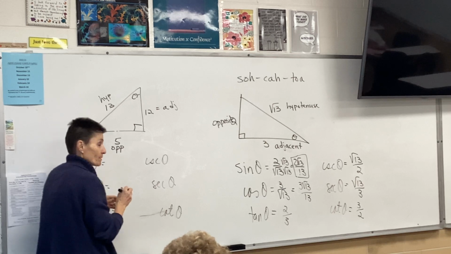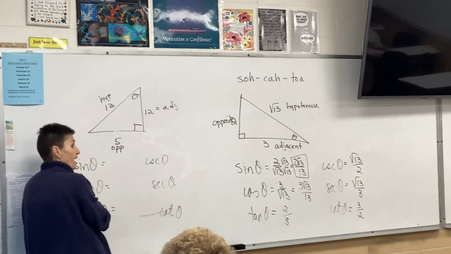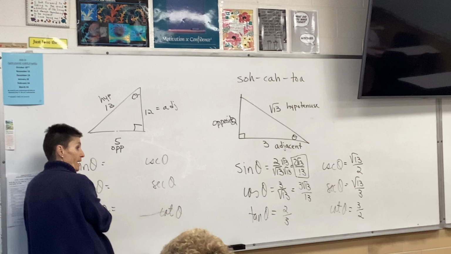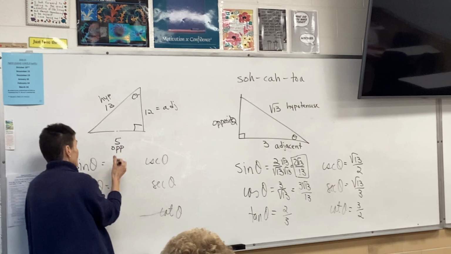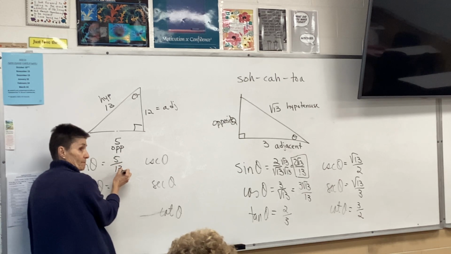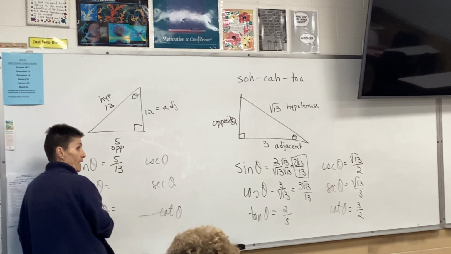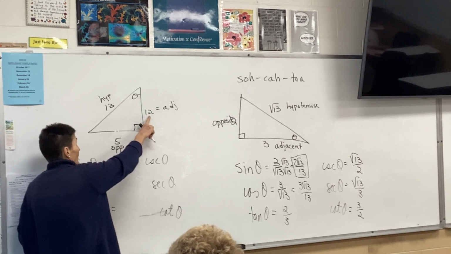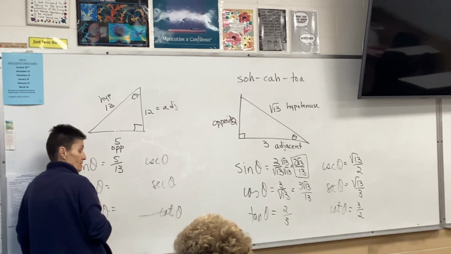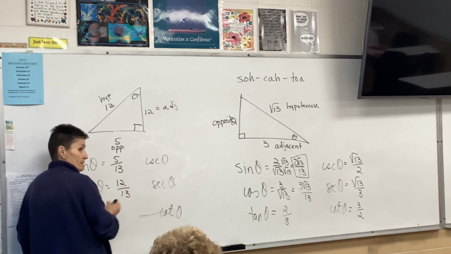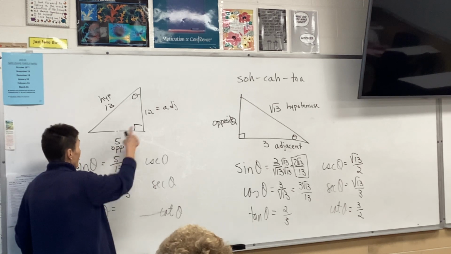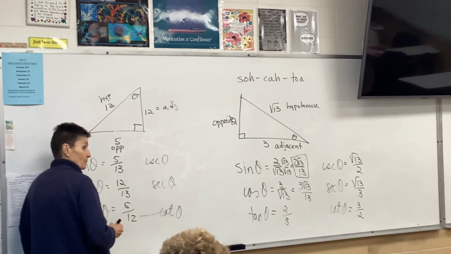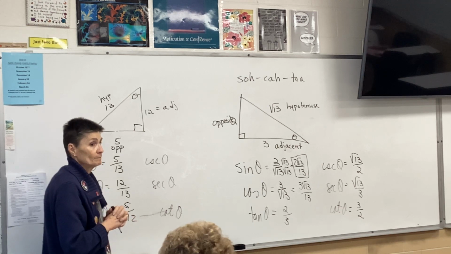All right, here we go. Fill them in. Sine, according to SOHCAHTOA, sine is opposite over hypotenuse. Did you get 5/13? And cosine is adjacent over hypotenuse. 12/13. And tangent is opposite over adjacent, 5/12. Everybody okay with the main three?